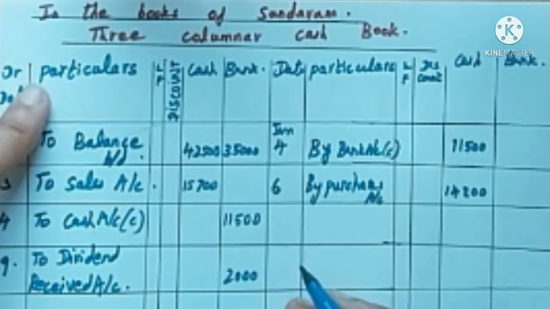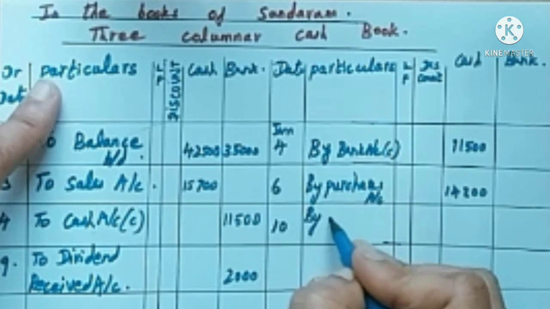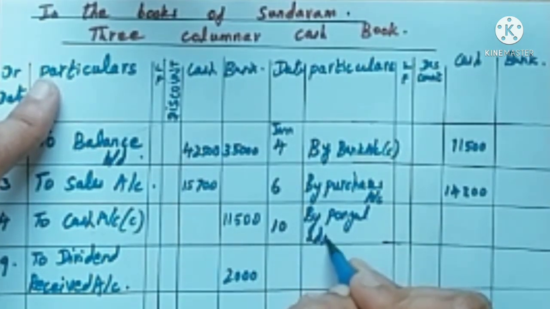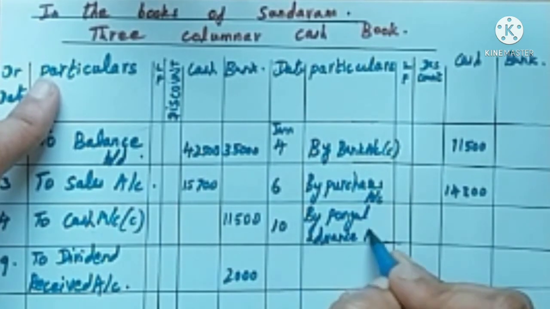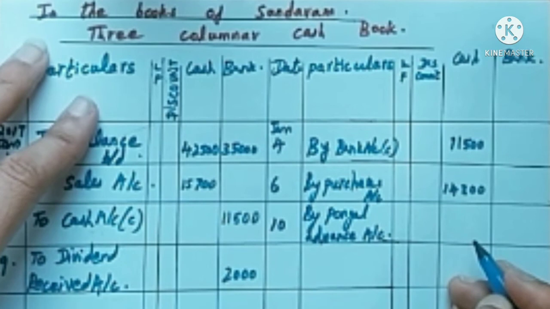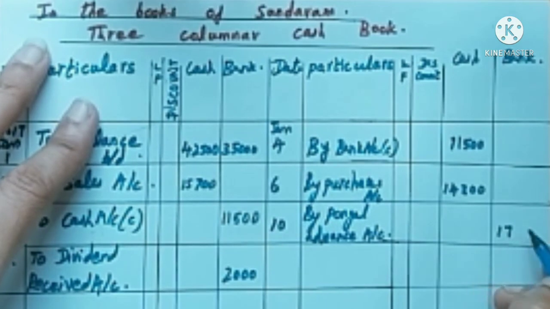The date of the transaction is 10th January by Pongal advance account. How much is the amount? 17,000 rupees, we are paying the advance through bank. So I'm going to write it in the bank column 17,000.